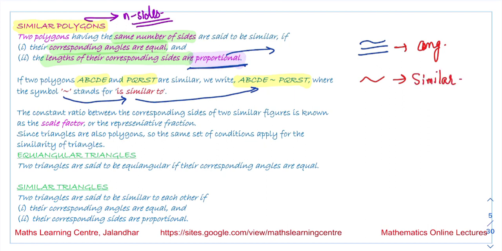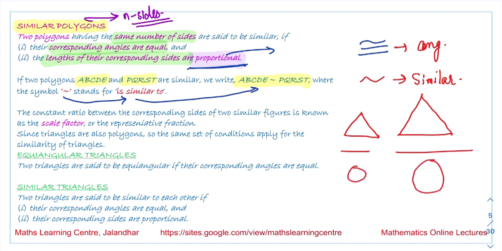The constant ratio between the corresponding sides of two similar figures is known as the scale factor. Suppose we are talking about a triangle, say an equilateral triangle, and this is another triangle. Or this is a line, and this is another line. This is a circle, and this is another circle.